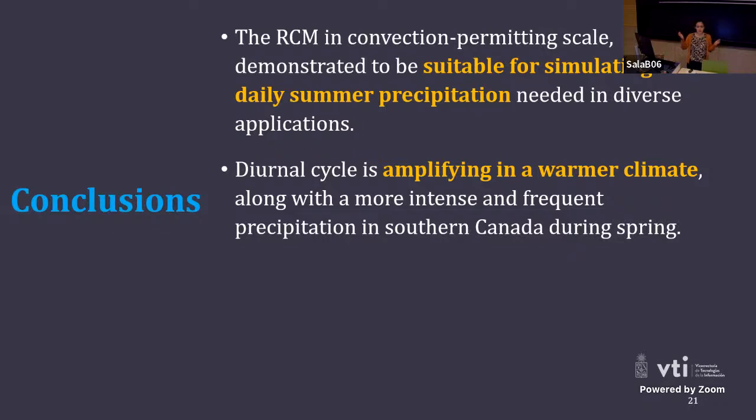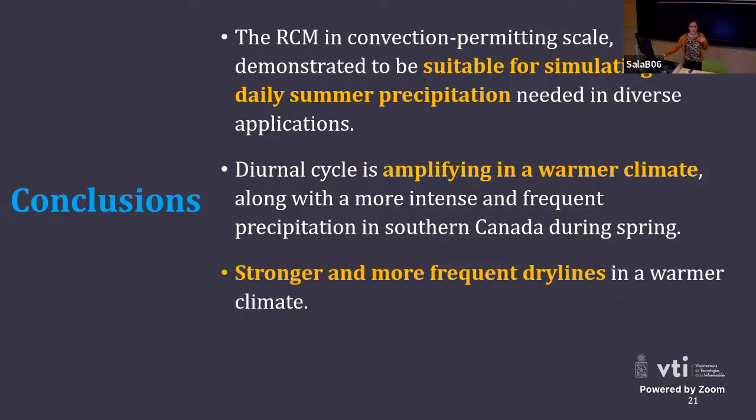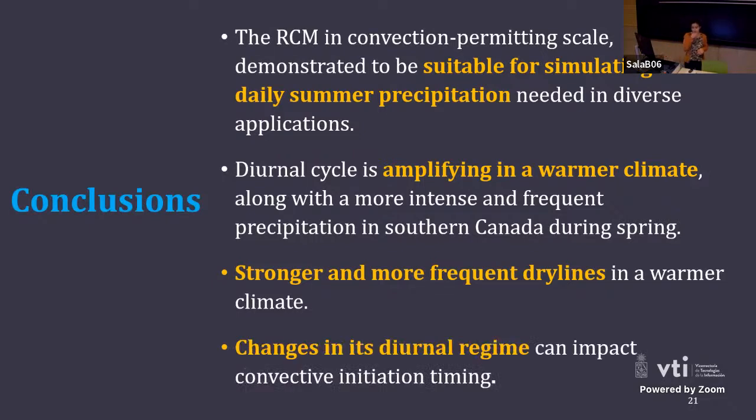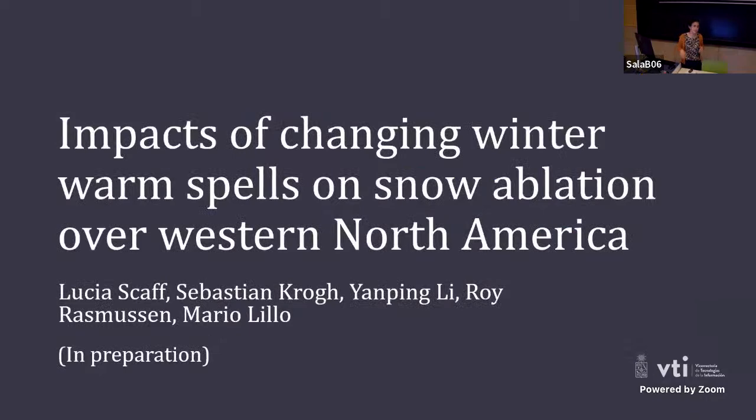As a number here, I can tell you that the diurnal cycle is getting more intense in Canada. Sorry, I got lost. Okay. The dry lines are also stronger and more frequent, and that's something that will be related to the diurnal cycle change of the dry line that can impact the convective initiation.